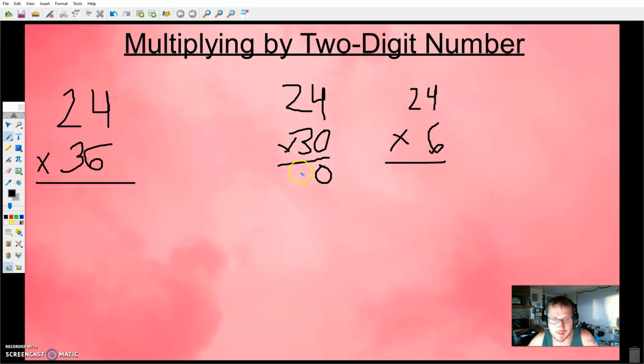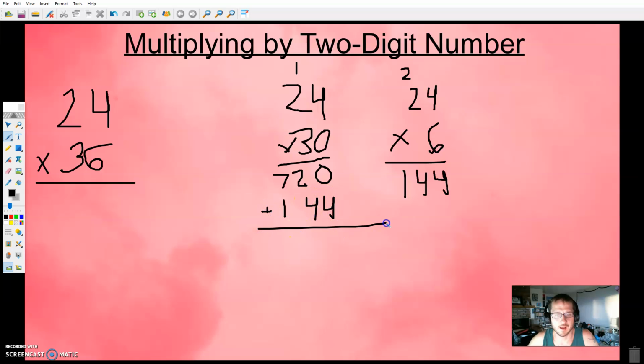So 4 times 3 is 12. Carry my 1. 2 times 3 is 6, plus 1 is 7. Now we do the 24 times 6. 4 times 6 is 24. Carry my 2. 2 times 6 is 12, plus 2 is 14. And then I add those two together. Okay, 720 plus 144 is going to be 864.